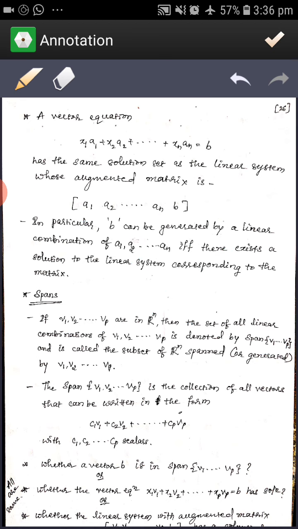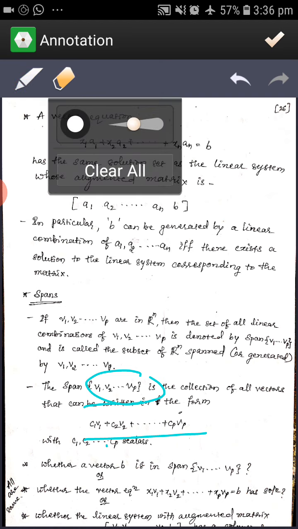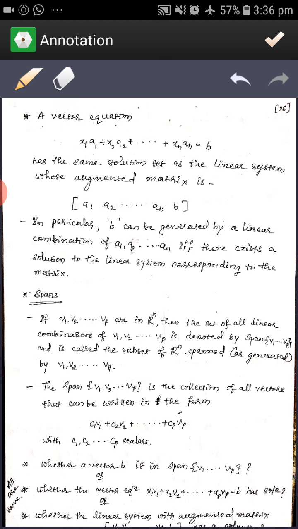So basically the span is nothing but the linear combinations of these vectors, and that is a subset of the main vector space, which is over the field R. The span is the collection of vectors that can be written in the form of vectors with weights or scalars, so we can write c1 v1 plus c2 v2 plus and so on up to cp vp. Now there are three different forms we can mention in the problems.